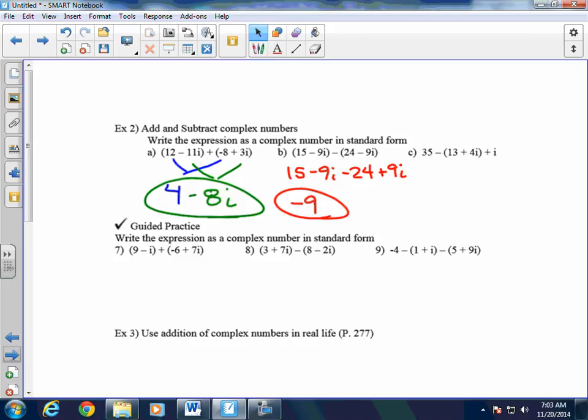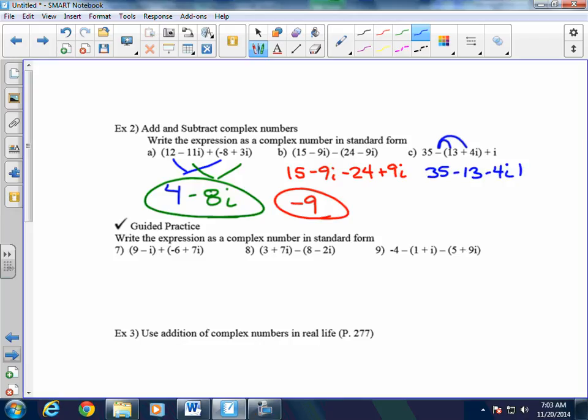And in C, we're going to do the distributive property. So it's going to be 35 minus 13 minus 4i plus i. And then again, just add your like terms. 35 minus 13 is 23 minus 3i. There you go. So quickly go ahead and do questions 7, 8, and 9 in the guided practice, and then you can hit play when you are ready.